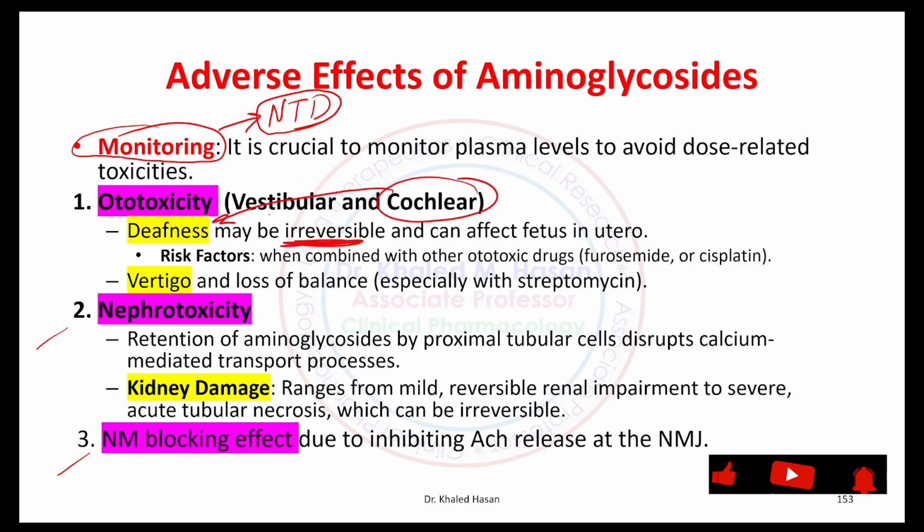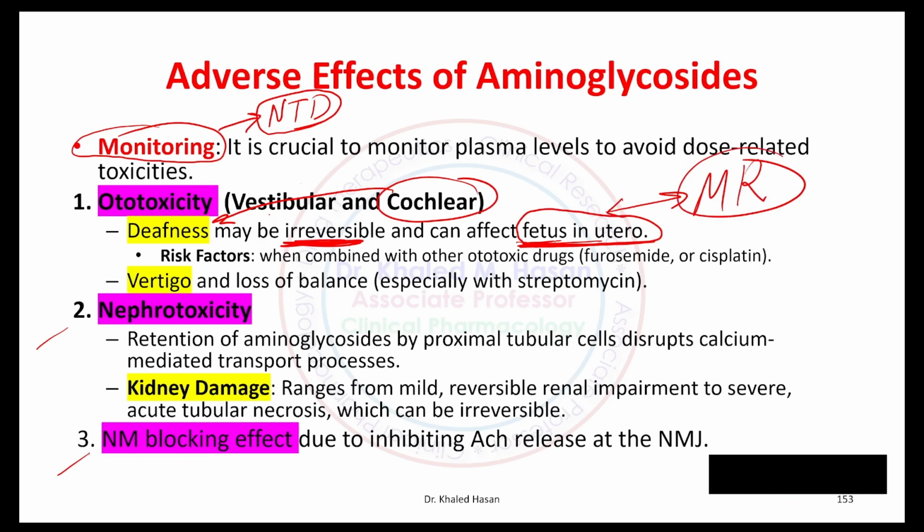This is very important, especially when you prescribe it to a pregnant woman. That means you are going to have a baby who suffers from deafness, and this can lead to mental retardation later on, because the child will not be able to learn language, hear sounds, or have verbal abilities. Okay, so again, for ototoxicity we have two types: deafness, or vertigo and balance disturbances.